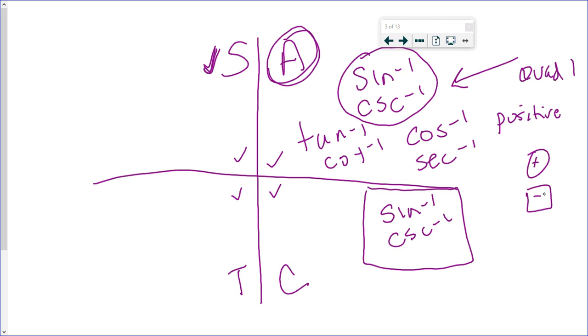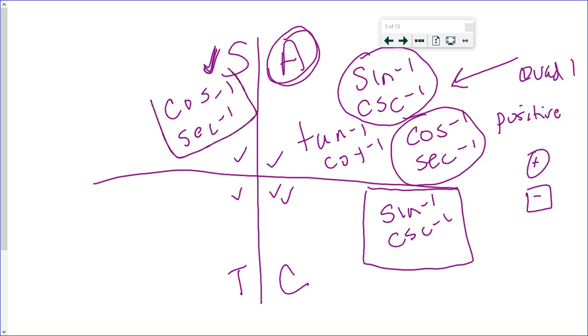Okay, so let's do cosine and secant next. Cosine and secant are positive in quadrant 4. So I want a negative version. So the negative version is going to be in quadrant 2 for the negative versions.